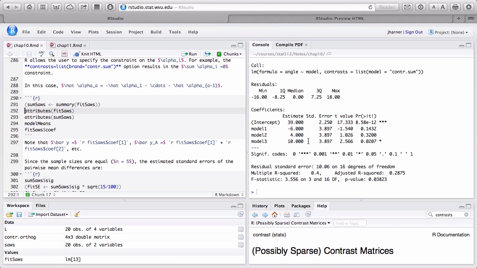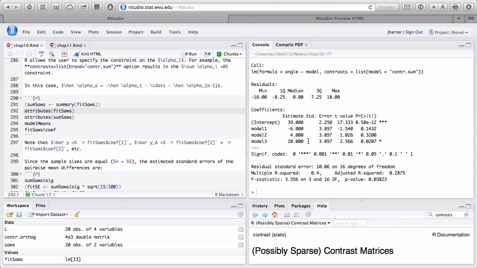Notice that if I take the 39, which estimates the intercept, and alpha hat 1 is estimated as minus 6, then mu hat plus alpha hat 1 will be the first mean, y bar 1. So 39 plus minus 6 is 33, which is the first mean. 39 plus 4 is y bar 2, which is the second mean. 39 plus 10 is 49, which is the third mean. So what's the fourth mean? There is a fourth one, right?